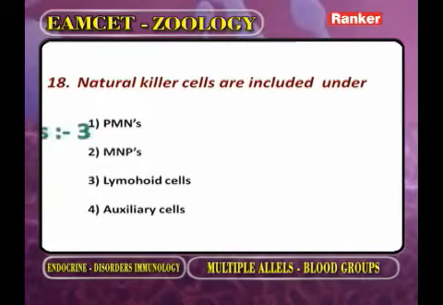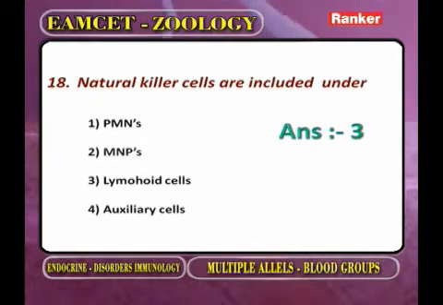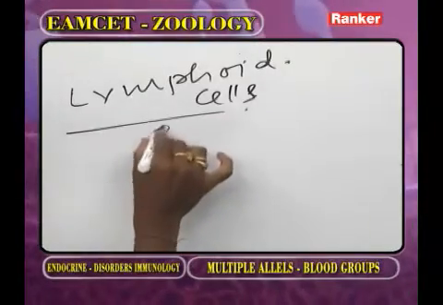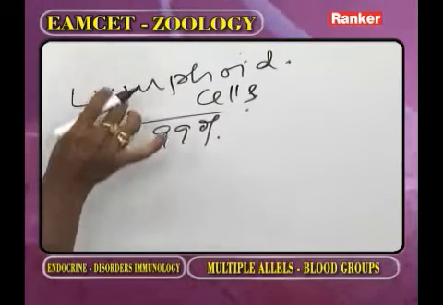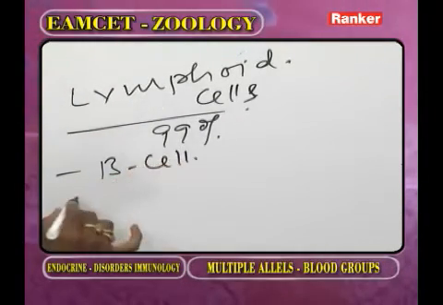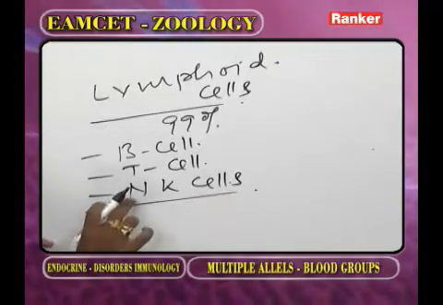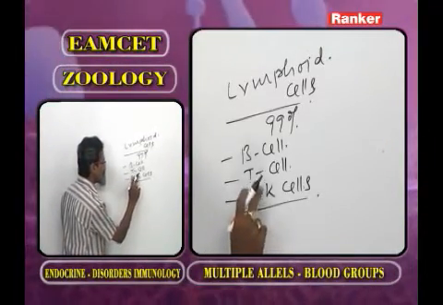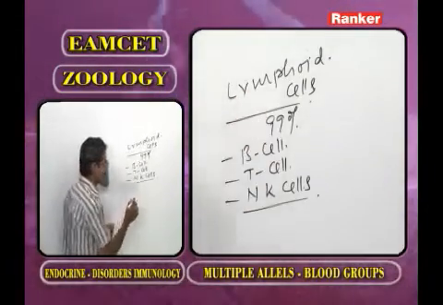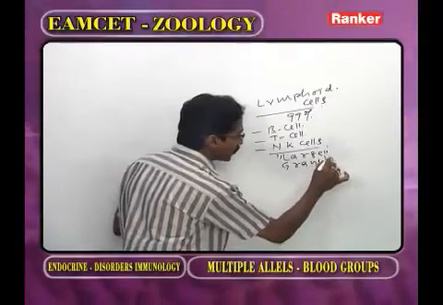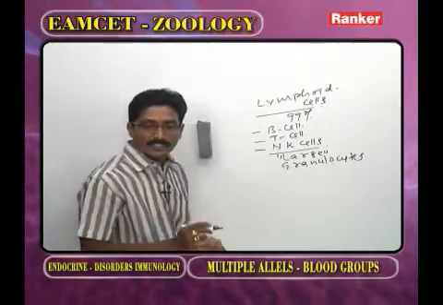Now we go for the next question. Natural killer cells are included under what? Now as we observe the immunity topic, the lymphoid cells, their percentage is 99%. In the lymphoid cells, one type of cells is B cells. The second one is the T cells. And the third one we call NK cells. Now, what is the NK cell? Natural killer cells. These are nothing but lymphoid cells, and these are large in size. And these are nothing but granulocytes. It means in their cytoplasm, the granules are present.